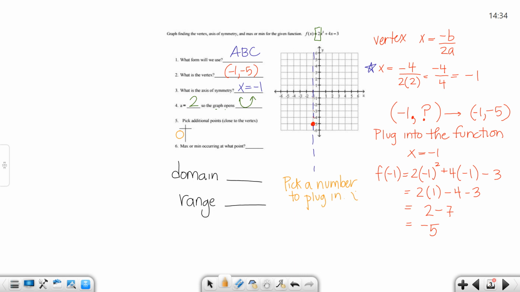By personal preference, again, I picked 0. You could pick whatever number you wanted. If you plug 0 into this function, you get 0 plus 0 minus 3. So you're going to get the point (0, -3).